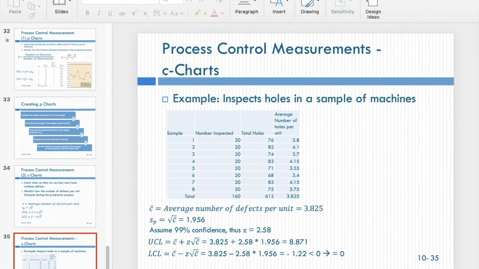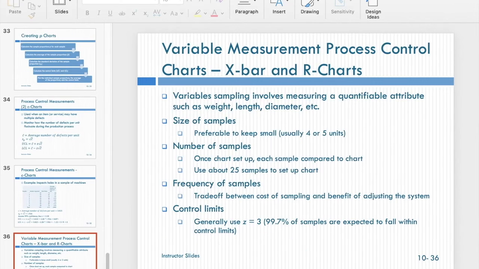Since this is from a real-life example, the LCL cannot be negative. It's meaningless. That's why we normalize it to 0. So finally, the control limits are 8.871 to 0, instead of 8.871 to minus 1.22. The negative 1.22 here is not correct. You should normalize it to 0. Okay, that's the second type of chart, the C chart.